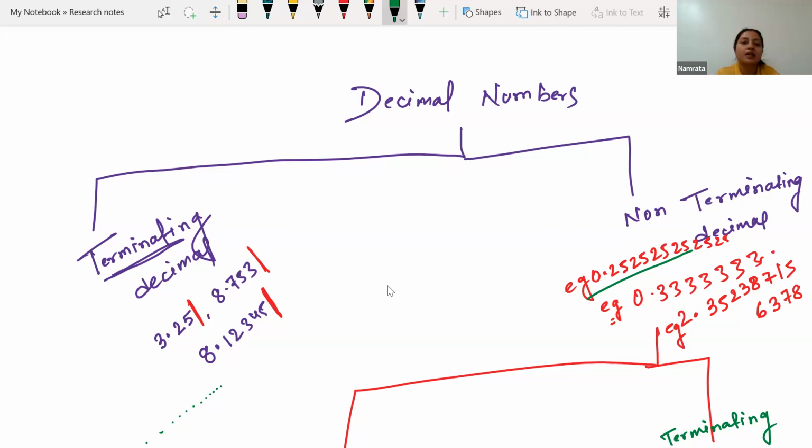What about non-terminating decimal numbers? Non-terminating means there is no stoppage at all. It just keeps continuing and continuing. Since it is not stopping, there are two different possibilities. One is that there will be a repetition of certain digits, which is called recurring. Certain digits will reoccur again and again. The other is non-recurring, where no digit will reoccur.